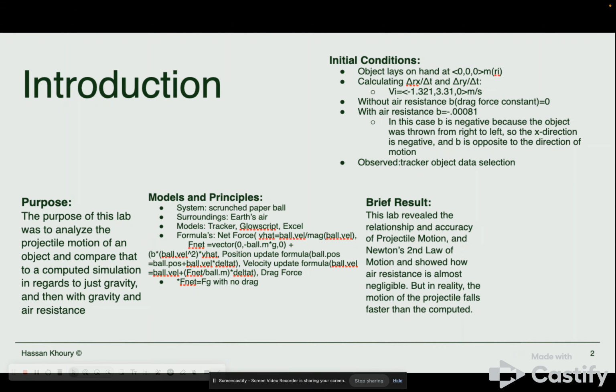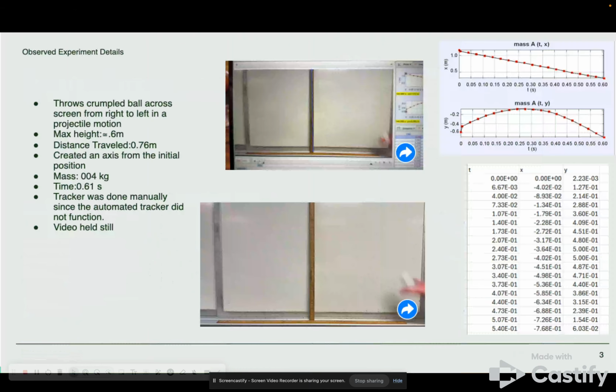So, a brief result: this lab revealed a relationship and accuracy of projectile motion and Newton's second law of motion, and showed how air resistance is almost negligible, but in reality the motion of this projectile falls faster than computed. Some observed experiment details: we threw a crumpled ball across the screen. It had a max height of about 0.6 meters and traveled a distance of about 0.76. The mass was 0.004 kilograms, and its time was about 0.67 seconds.